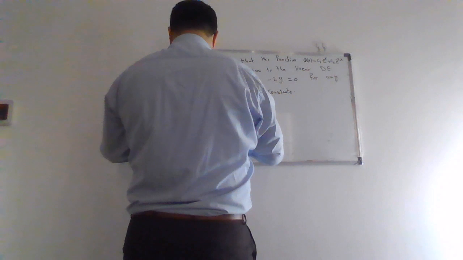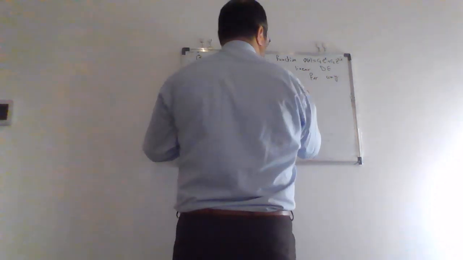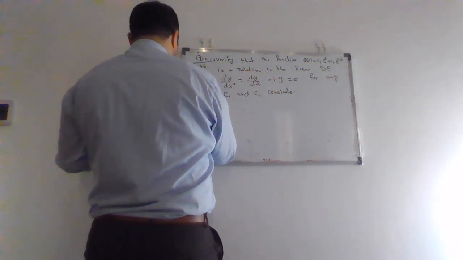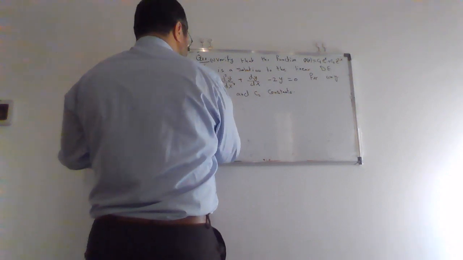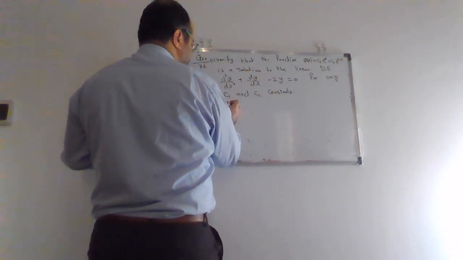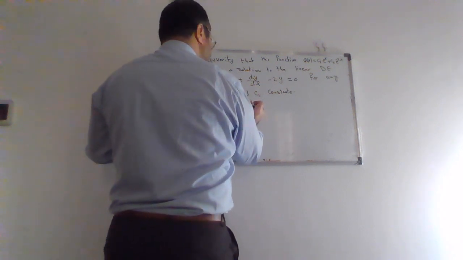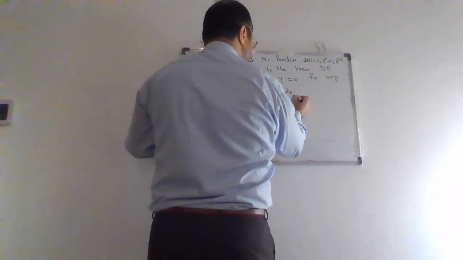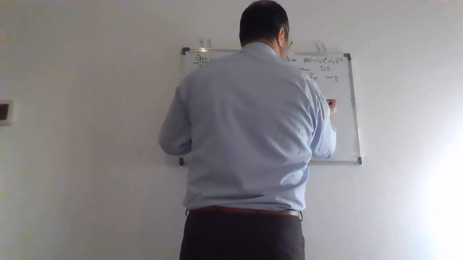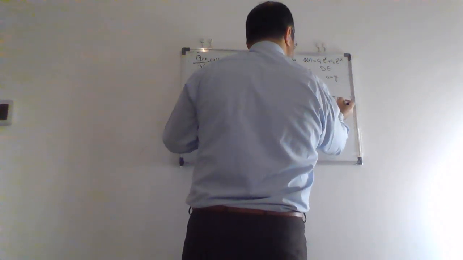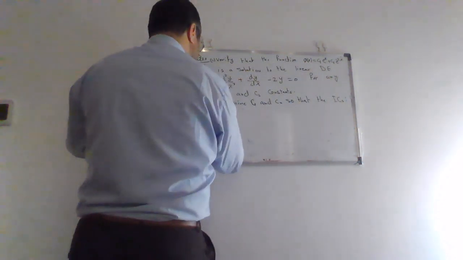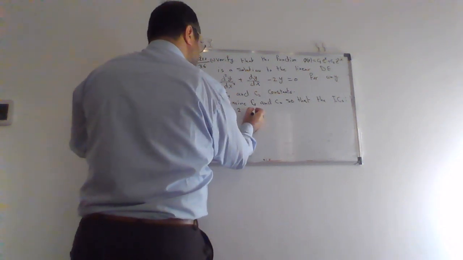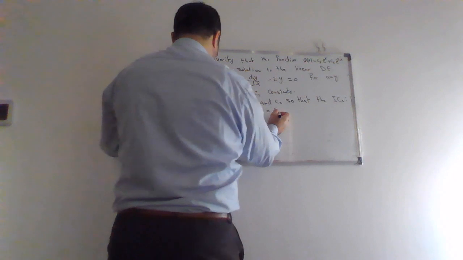Yeah, and then this is the A part, and then the B part, it says determine C1 and C2 so that the initial conditions y of 0 is 2, comma y prime of 0 is 1 is satisfied.